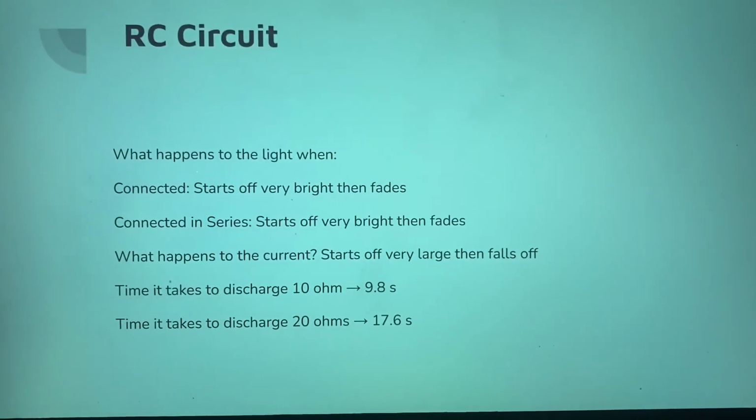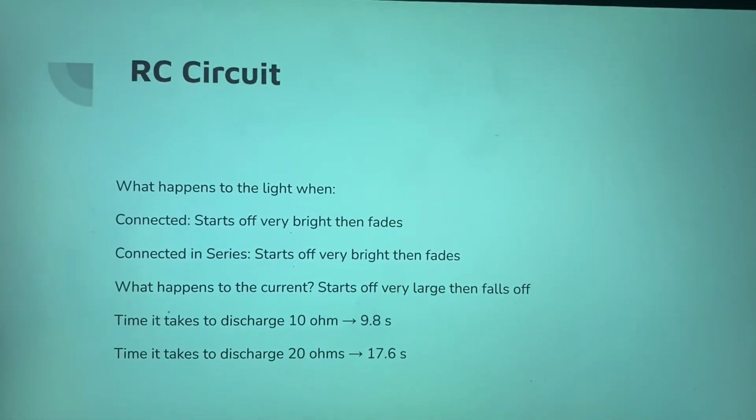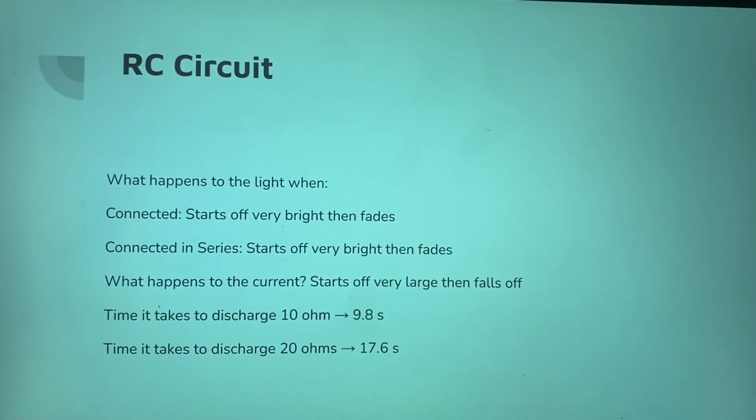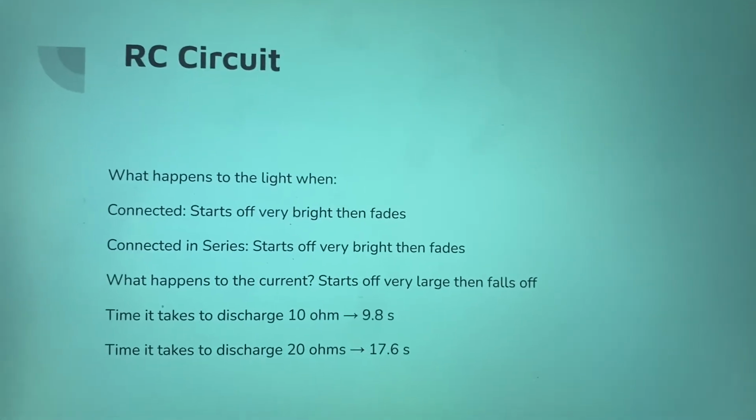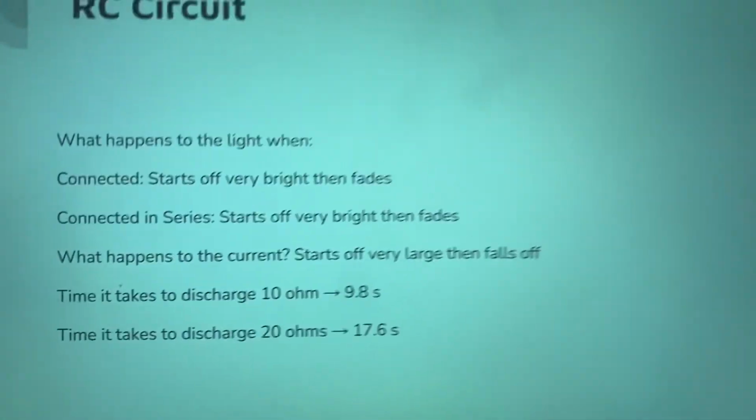Okay, and then the RC circuit. What happens to the light when it's connected? It starts off very bright, then fades. Connected in series, the same thing happens. And what happens to the current? It starts off very large and then falls off. And this is the time it takes to discharge for each scenario.